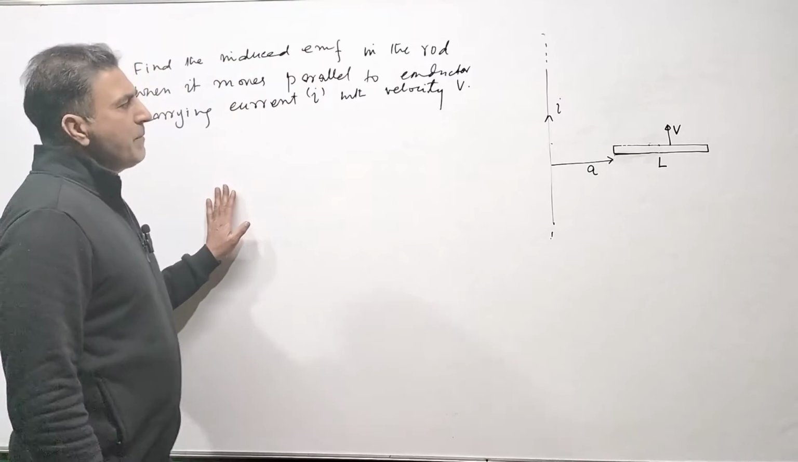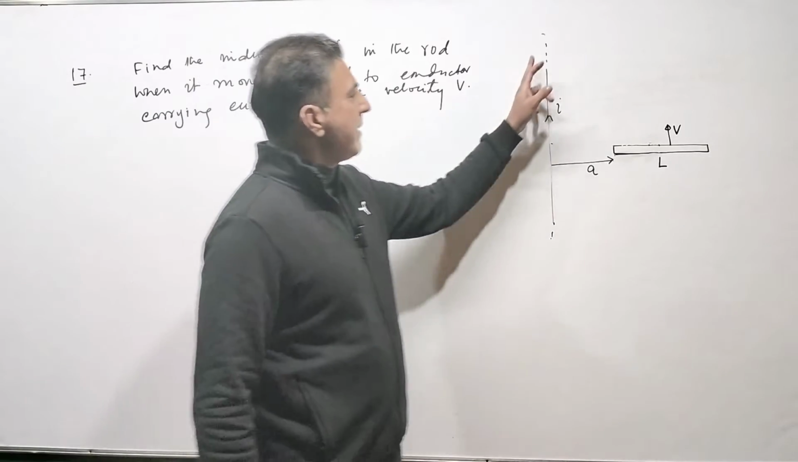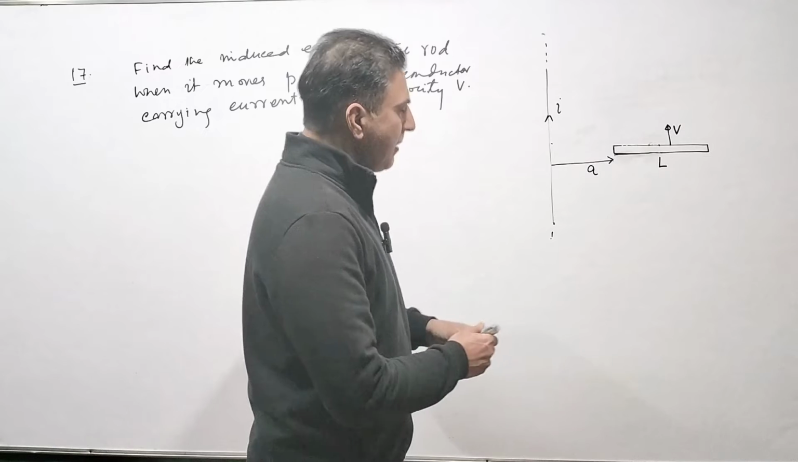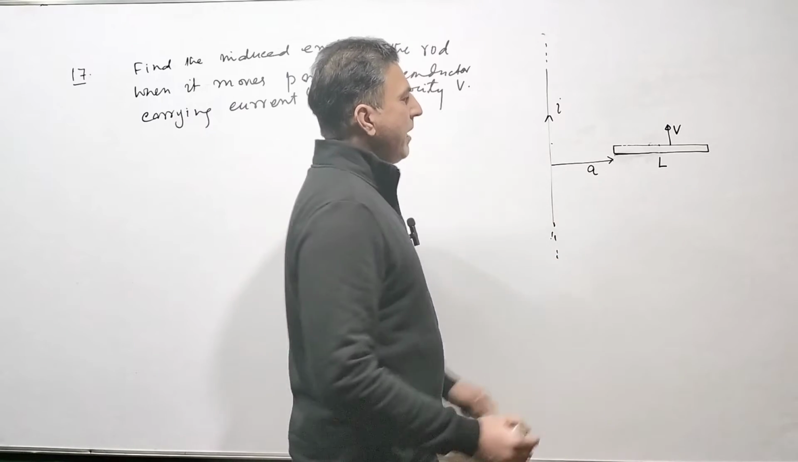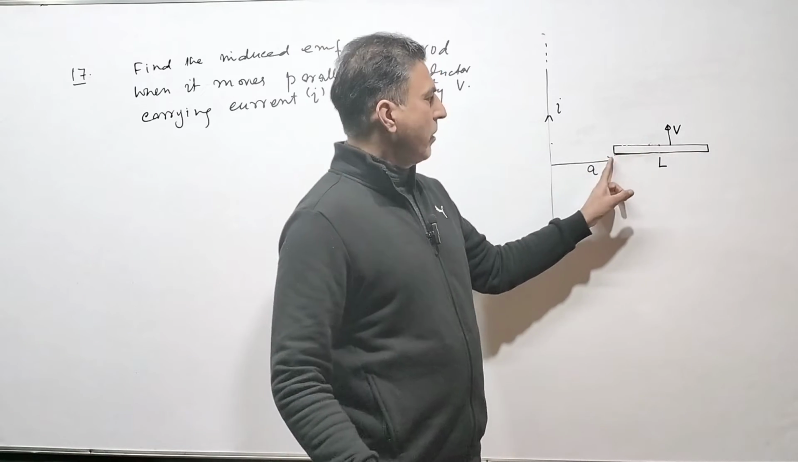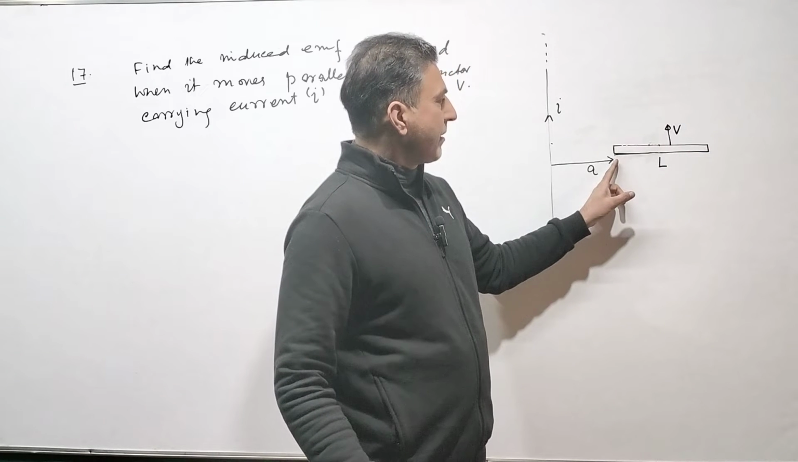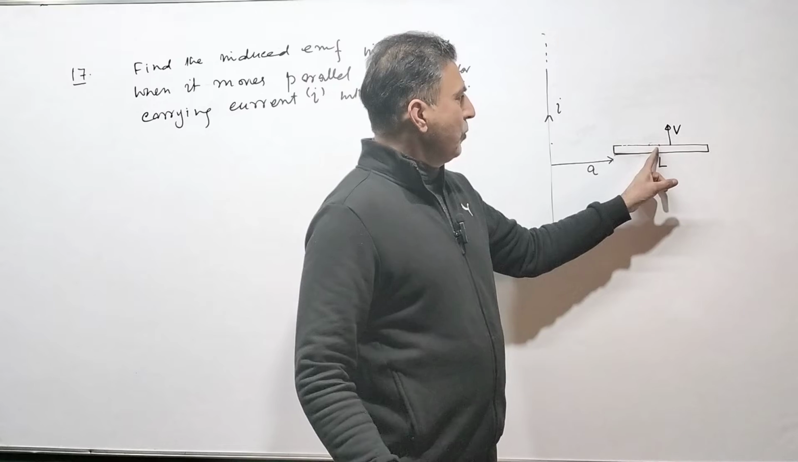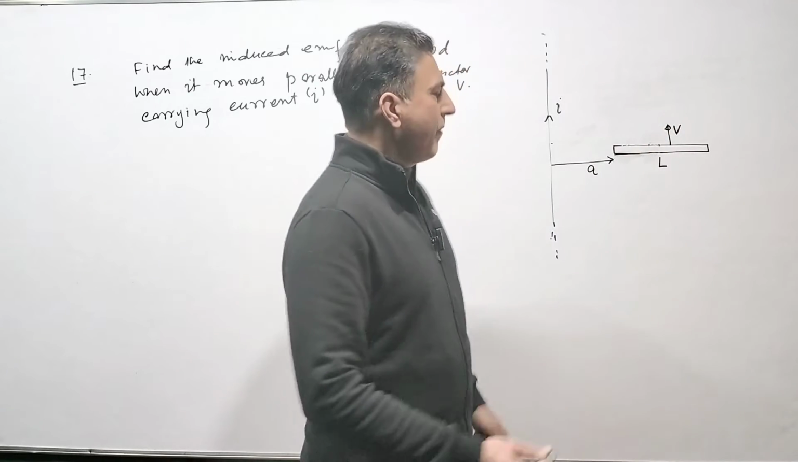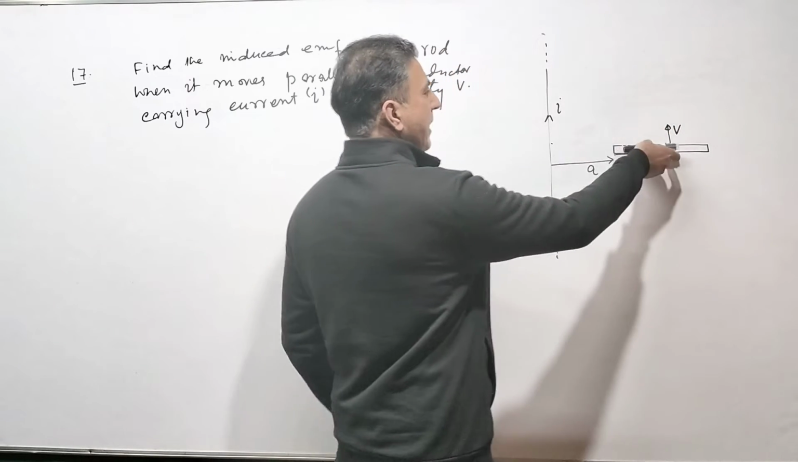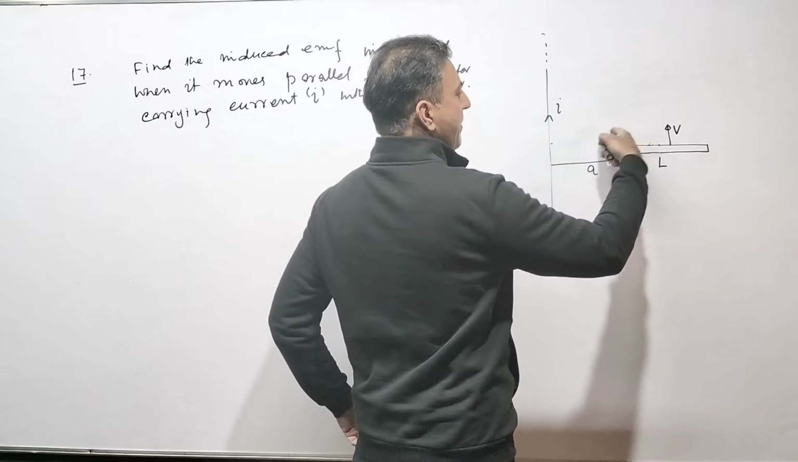Okay, the problem is like this. It is a current carrying conductor here, infinitely long. And here is a conducting rod. And it moves upwards with velocity v. When it moves upwards with velocity v like this, what is the induced EMF in the rod?